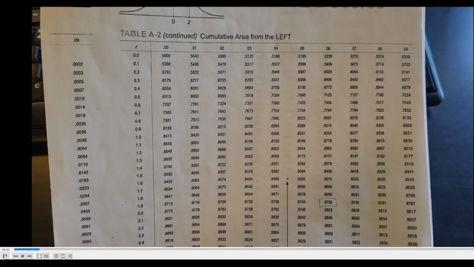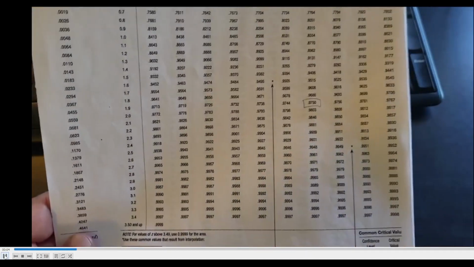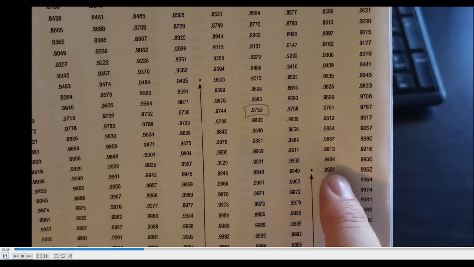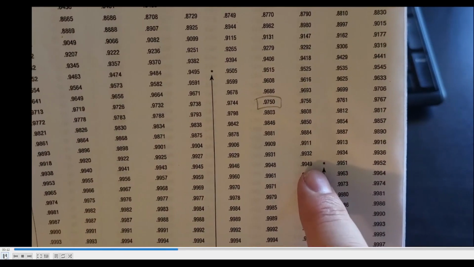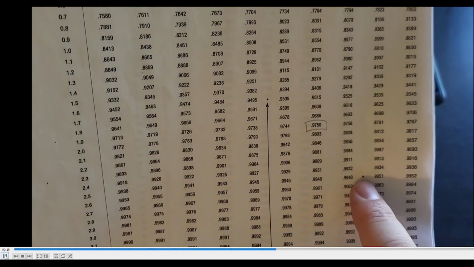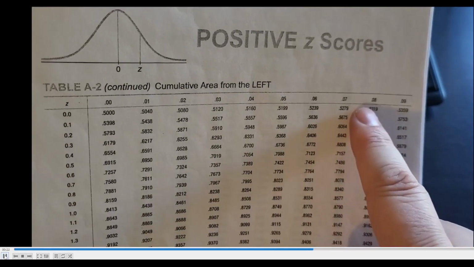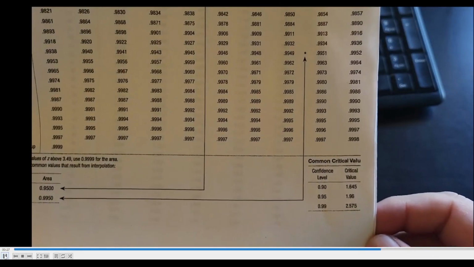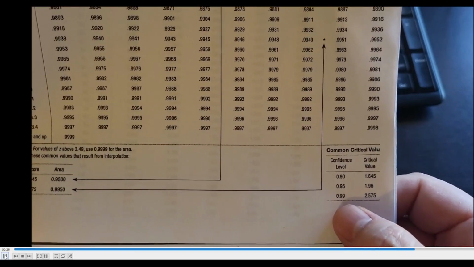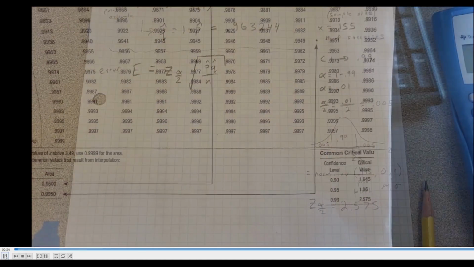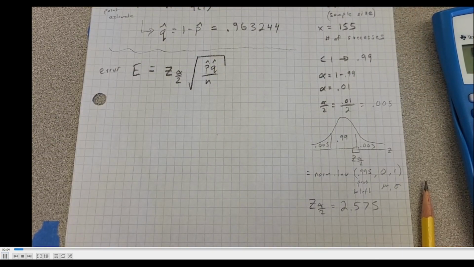All right, taking a quick look at the z-score chart, we have to find the 0.995. As you can see, it's sandwiched there between, because of rounding, that actual number is right in between those two values. The z-score is going to be 2.5, and then that second decimal point is going to be somewhere between 7 and 8. But we have our little chart here on the bottom that shows us that if the confidence level was 0.99, the critical value was 2.575. Alrighty, so we double checked it in the chart.